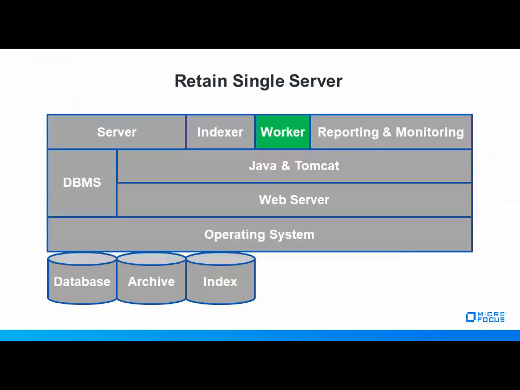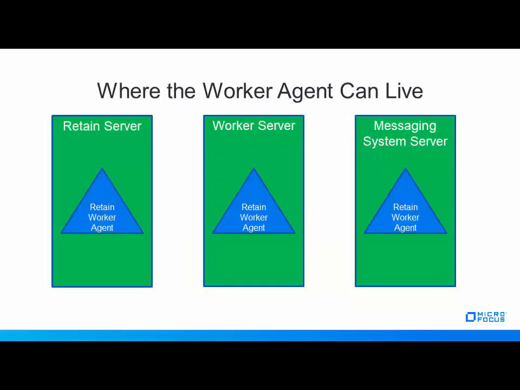If you remember from the installation video, we installed a copy of the worker agent on the Retain server. That is a convenient choice, but may not always be the best choice. The worker agent can be installed in three places: on the Retain server, on a dedicated worker server, or on the Exchange server. There are advantages and disadvantages to each. With a worker agent on the Retain server, that means that each and every message must be sent from the messaging server across the network to the worker before they can be checked if they already exist in the archive.